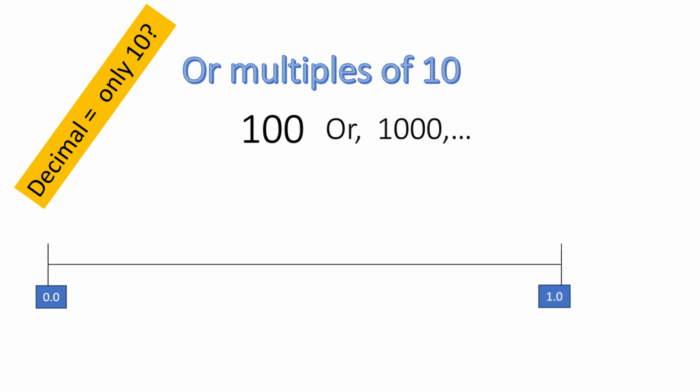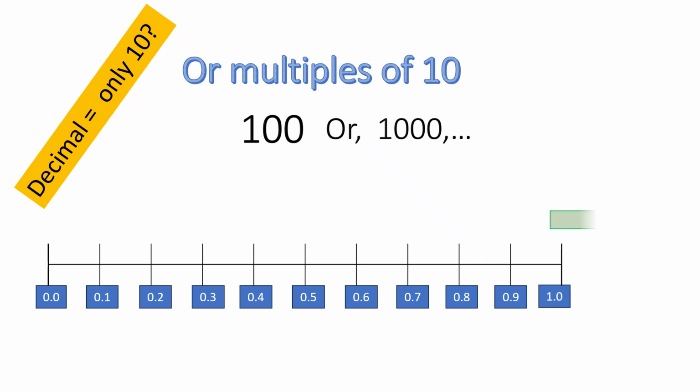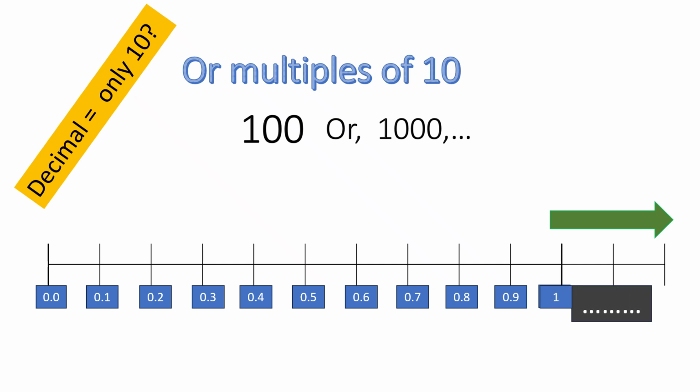Okay, let's divide the line 0.1 to 1.0 in equal parts again. So we have from 0.1 to 1.0, this division can continue further. As we know, 1.0 is the same as 1 and the number line can go beyond 1 up to 100.